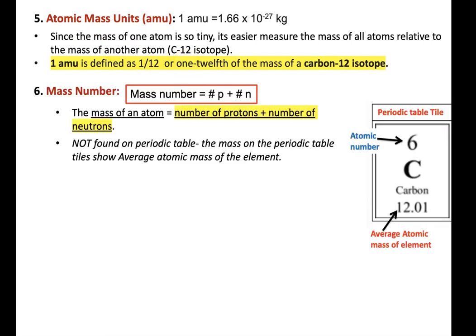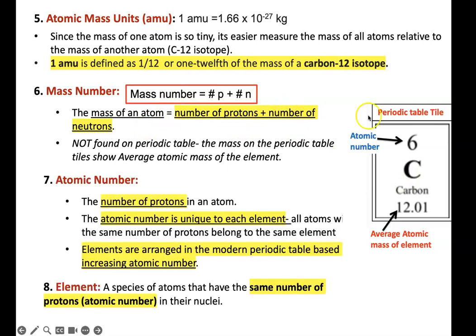Number 6, mass number. Mass number refers to the mass of an individual atom. It is equal to the number of protons plus the number of neutrons, as I showed in the table earlier. If you look at the periodic table tile for a given atom, you have two values. They may be swapped in the top or the bottom. One is the atomic number and one is the average atomic mass of the element. So the mass number is not found in the periodic table. The mass number is a whole number, not a decimal number.